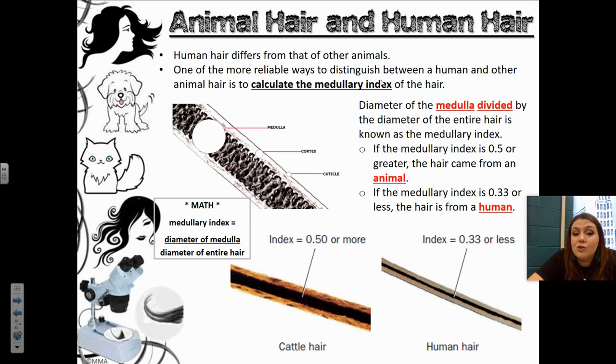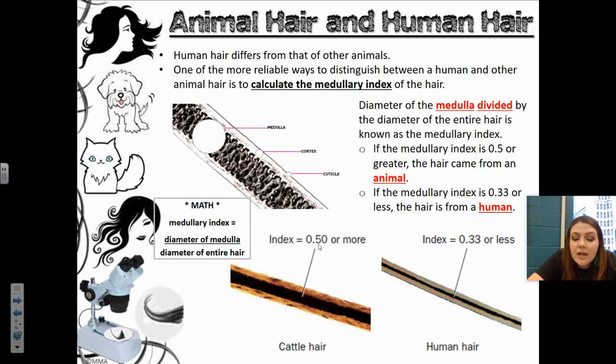One of the more reliable ways to distinguish between a human and an animal, for one, they just look different. But two, if they look a little similar to ours, like dogs, cattle that have a little bit more similar look to the hair, what you have to do is you calculate the medullary index. Now what that is, you take the length of the medulla, so literally measure the whole diameter of the medulla, that's the inner core part, and divide it by the diameter of the whole hair strand. Measure the medulla, divided by the whole width of the hair.